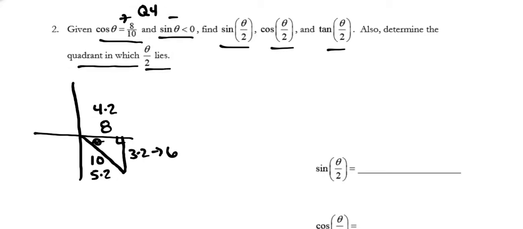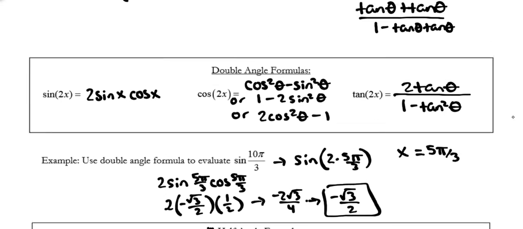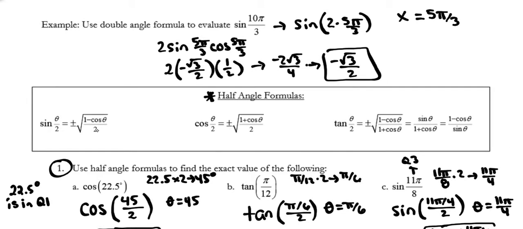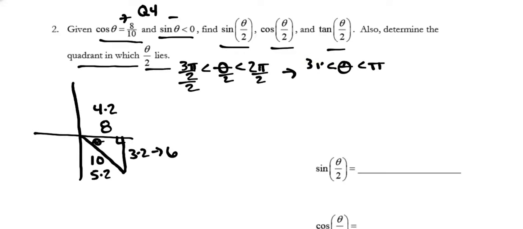Okay. So we know, if we go back a page to our formulas, that sine of theta over 2 is the square root of 1 minus cosine of theta divided by 2. And we need to figure out where theta over 2 lies. So if theta is in the fourth quadrant, it's less than 2 pi, but it's greater than 3 pi over 2. So if we take that angle and we divide it by 2, we recognize that theta over 2 is now between pi and 3 pi over 4.